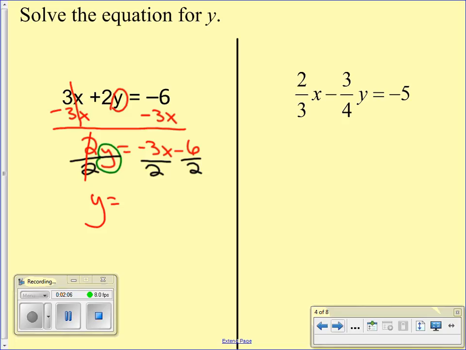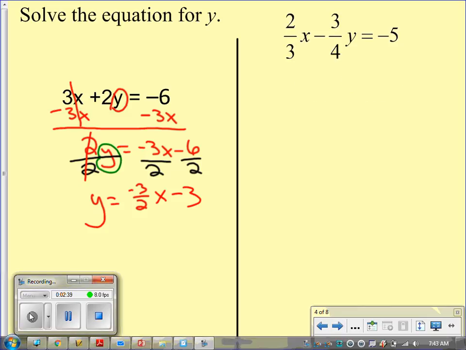y equals, I have solved for y, and then I look to reduce the right-hand side. Negative 3 over 2 does not reduce, so it just gets the x, but 6 over 2 does reduce to minus 3. I've gone from 3x plus 2y equals negative 6 into what looks like y equals mx plus b, a slope-intercept equation. y equals negative 3 over 2 x minus 3.